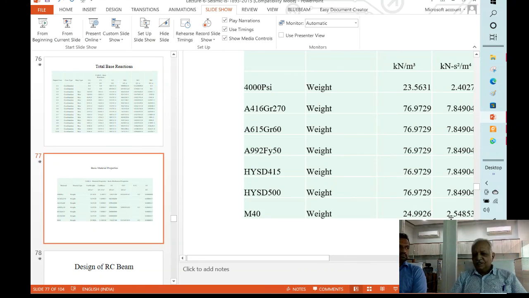I think with this we should conclude for the day, and the design part, design of individual elements, we will see in the next lecture, how these individual designs are carried out, and what to expect, what is presented in ETABS, and what is the meaning of various parameters which are displayed there, and so on and so forth. I think with this we come to the conclusion.